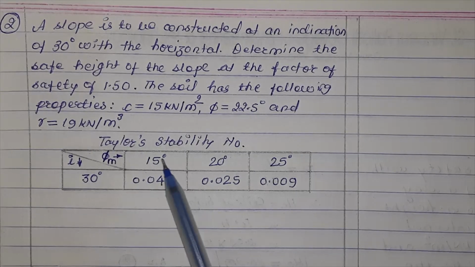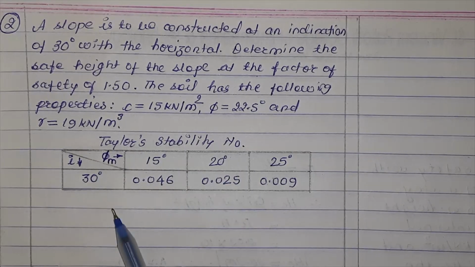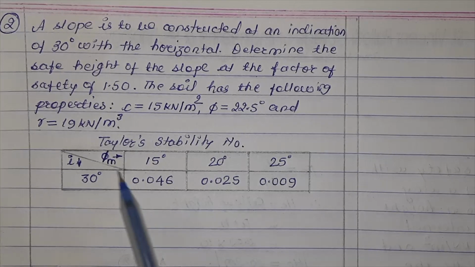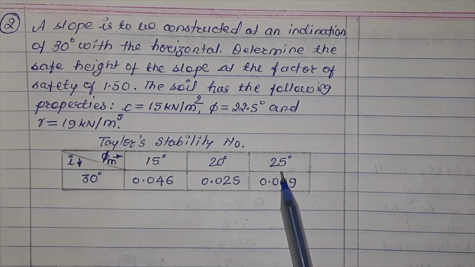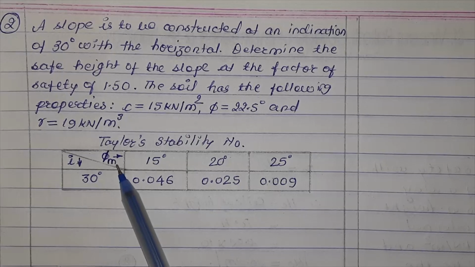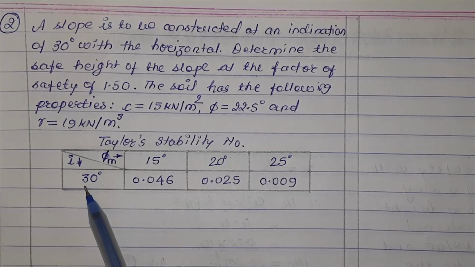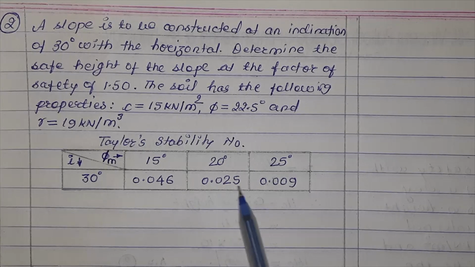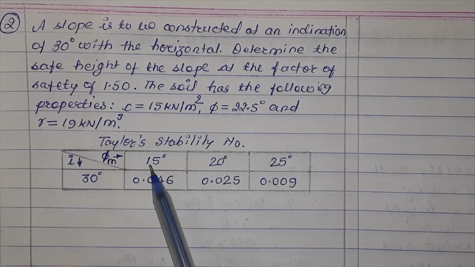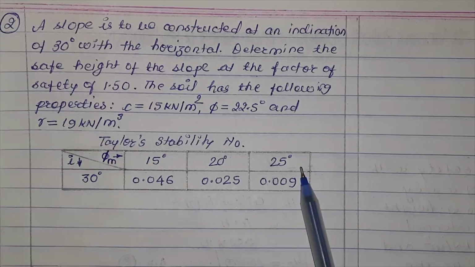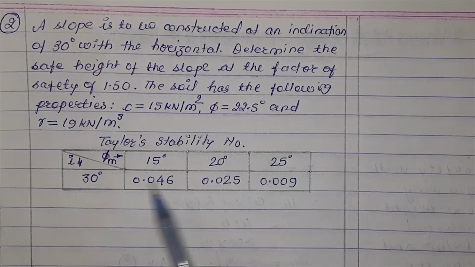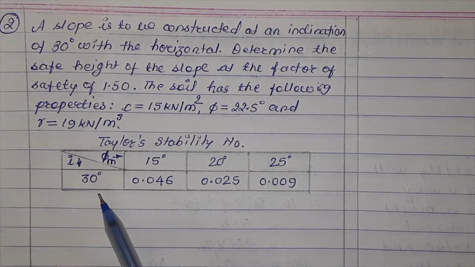Here Taylor stability number in the form of a table, those are mentioned. So these values are related to mobilized angle of internal friction phi m. This value is slope angle, and these are the stability numbers for respective mobilized angle of internal friction, where slope angle will be 30 degree.